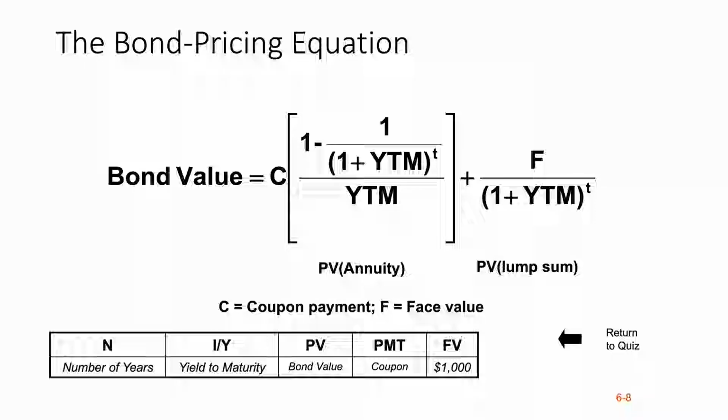I/Y is the yield to maturity. It's the market rate. Now, PV, the present value, the negative present value, is the bond value or the bond price.